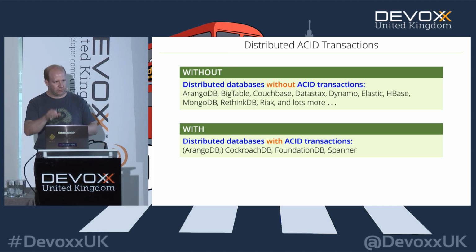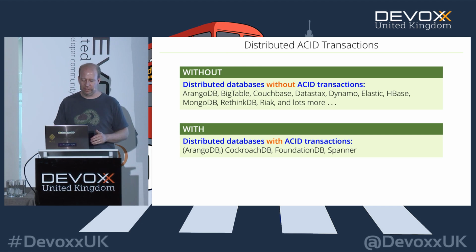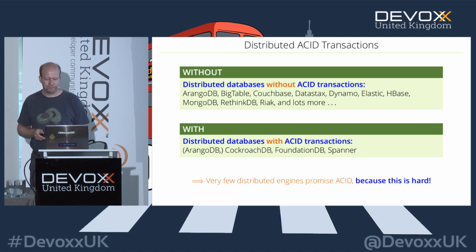So if you look at just the number of data stores which do distributed transactions and which don't, then the overwhelming majority doesn't do it. Most, or basically all relational data stores do ACID transactions, but just on a single server. So the problem really comes with the distribution.